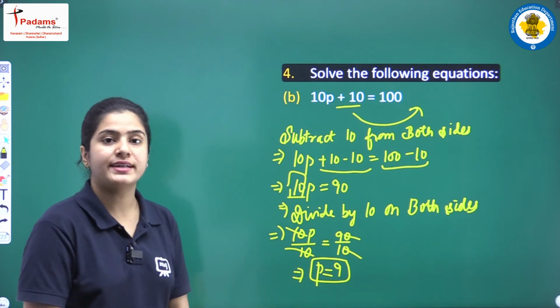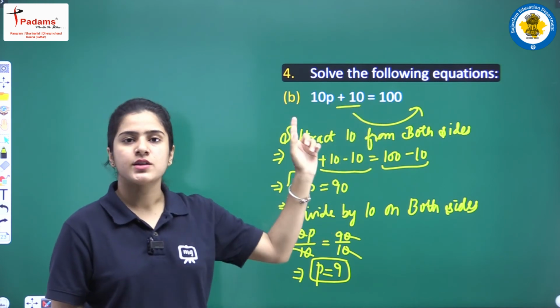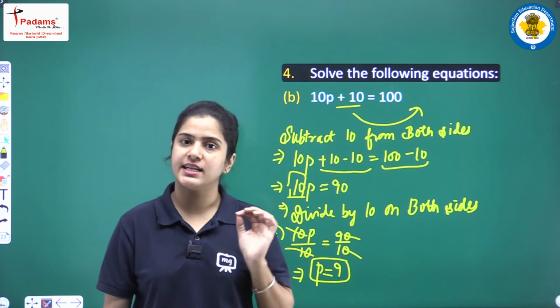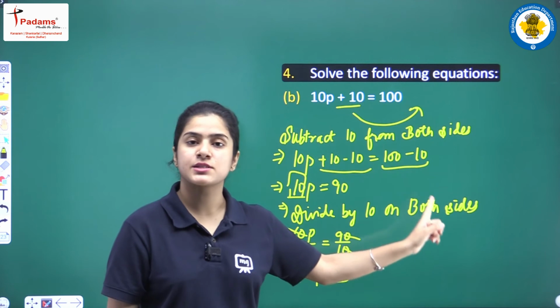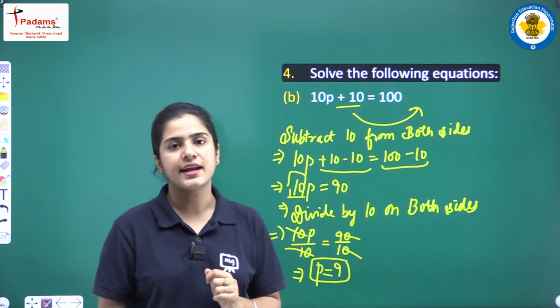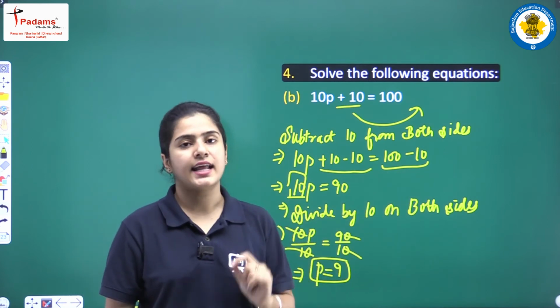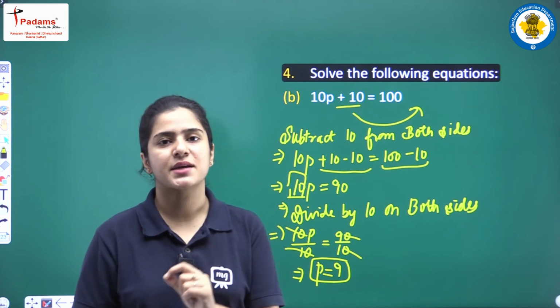Okay. What we did in this question, 10p plus 10 is equals to 100. To eliminate this 10, what have we done? We have subtracted 10 from both the sides. 10p plus 10 minus 10 is equals to 100 minus 10. Plus 10 and minus 10 will be cancelled out. Okay. So 10p is equals to 100 minus 10, that is 90. 10p is equals to 90. Dividing by 10 on both the sides, p is equals to 9.